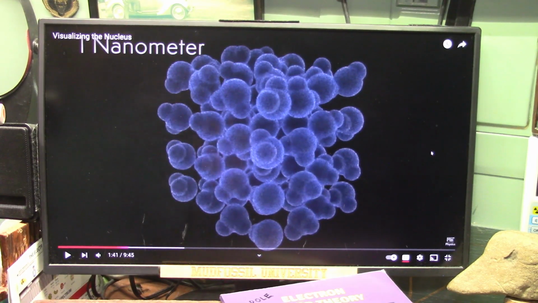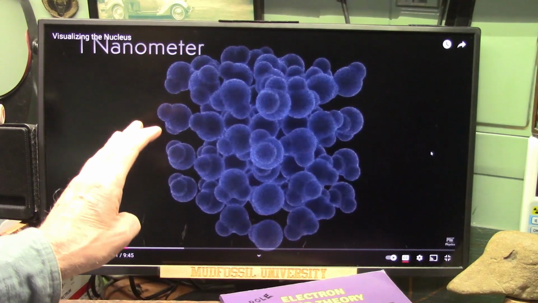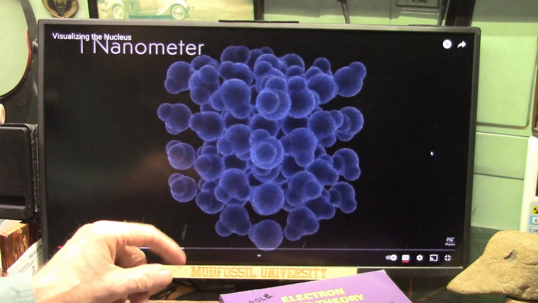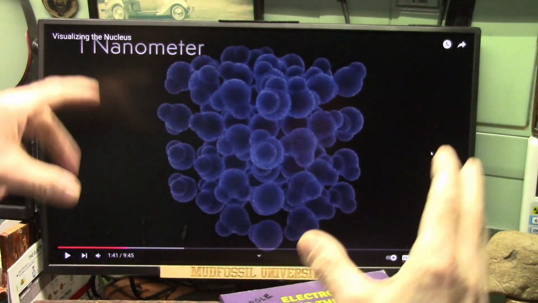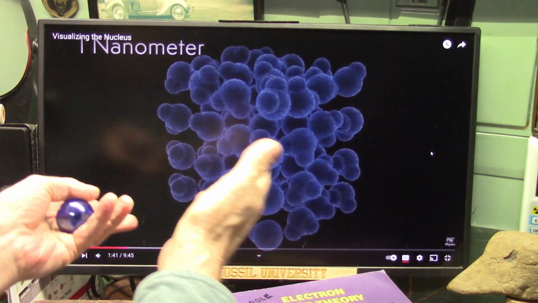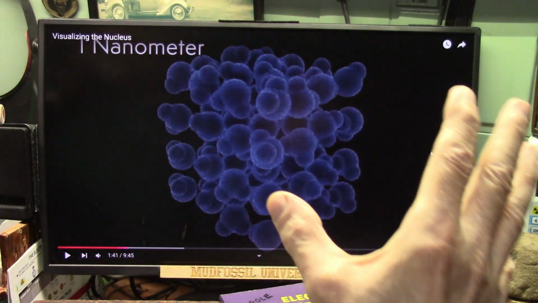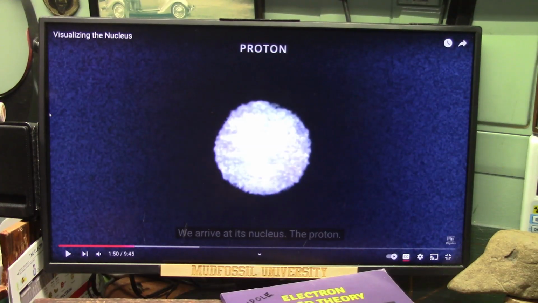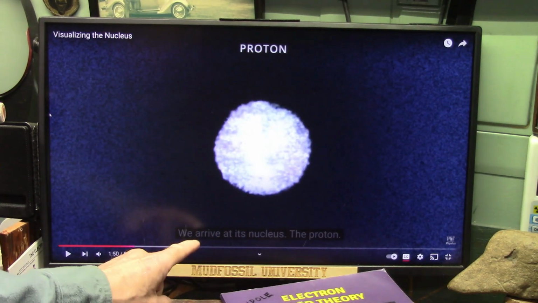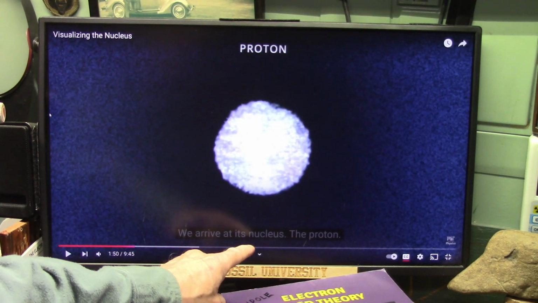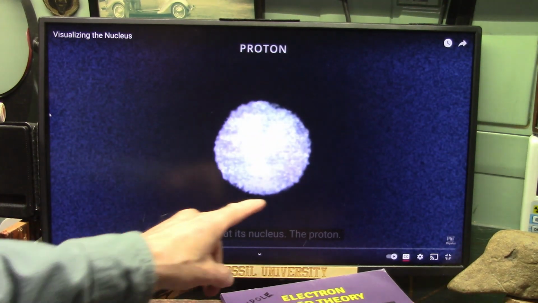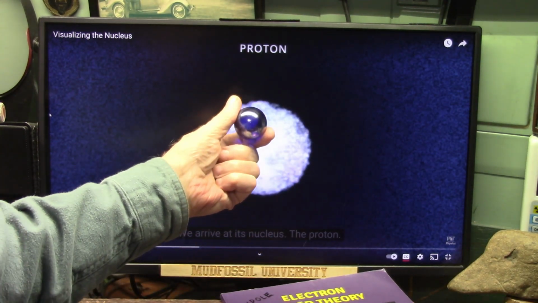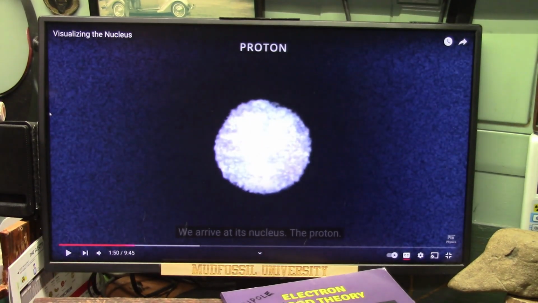Anyway. Let's go a little further, but you have to be able to see down really small if you're just looking. When you're looking at energetic reactions, you don't have to see down in this range. You're looking at the energy coming off, and that's what we're going to be looking at. Okay, so here's what MIT says the proton is. We arrive at the nucleus of a hydrogen atom, which is a proton. Now let's see what they say it's made of.